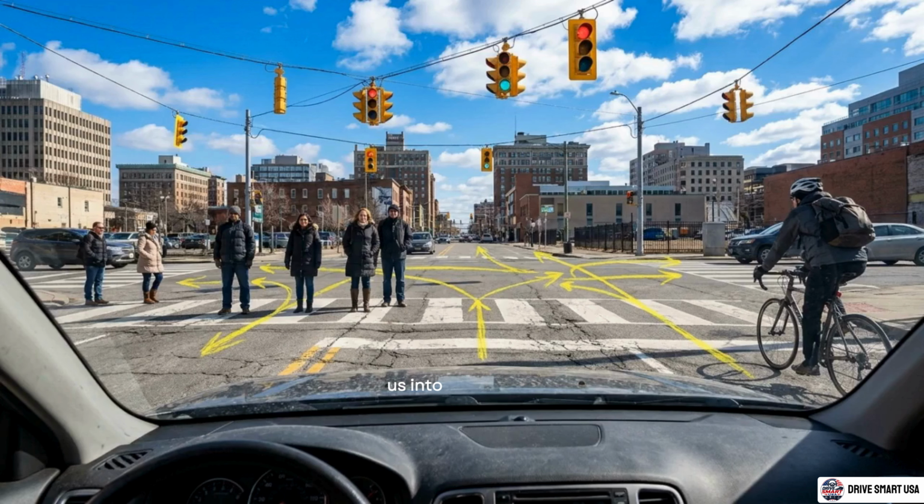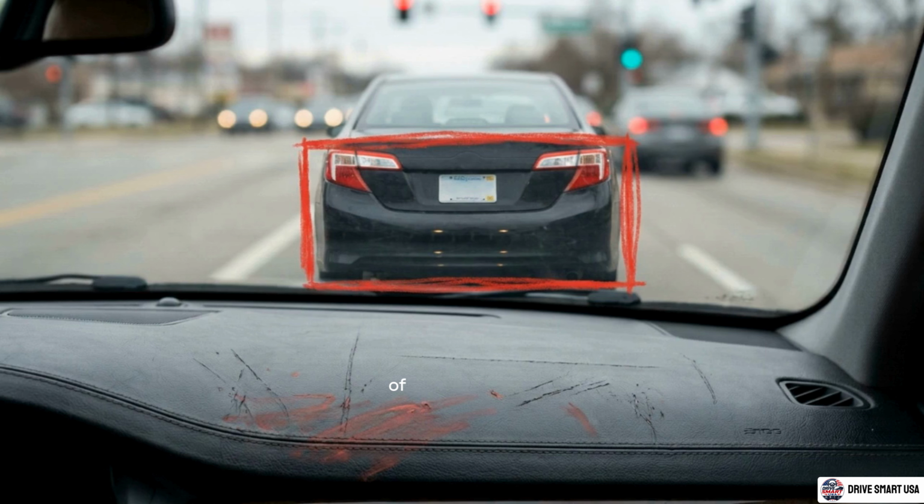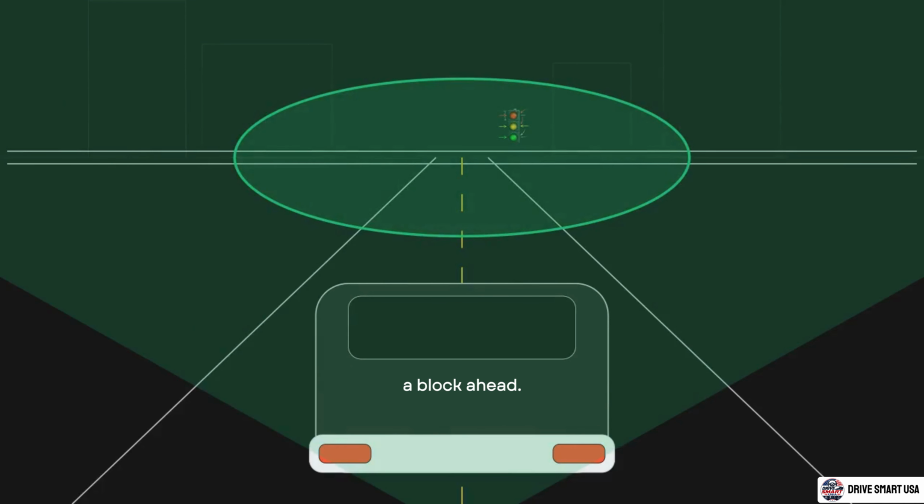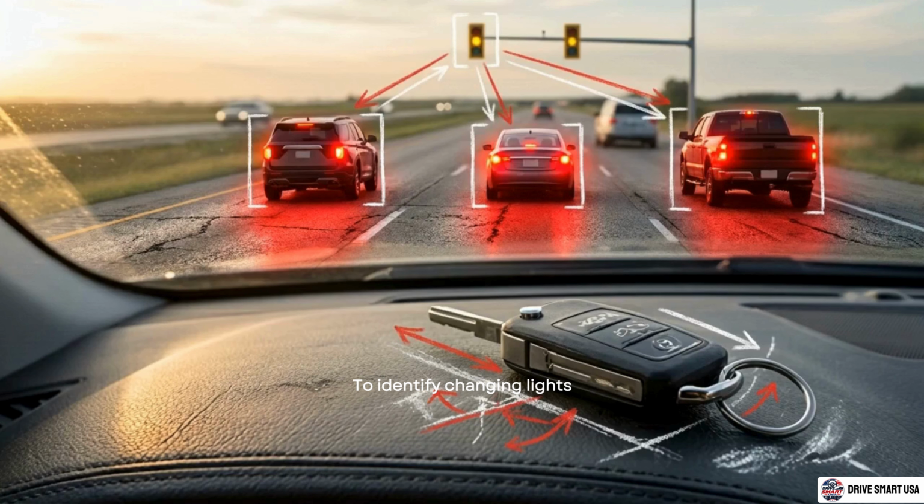Step 2 moves us into city traffic. This environment requires a shift in focus toward managing varying speeds, pedestrians, and complex intersections. Beginners often fixate only on the bumper of the car directly in front of them. To gain more reaction time, you must actively scan the road half a block ahead to identify changing lights or braking patterns before they reach you.